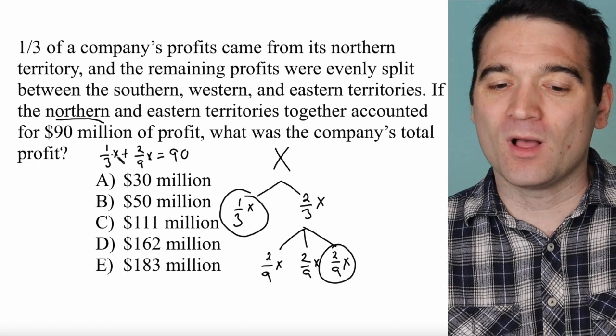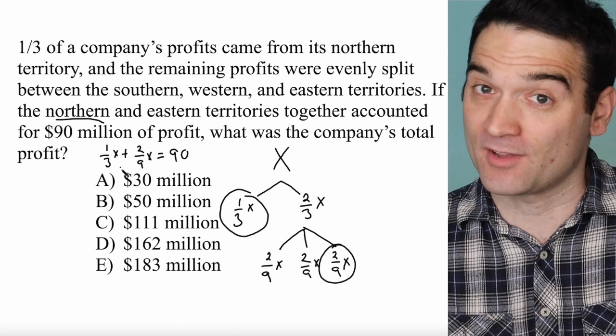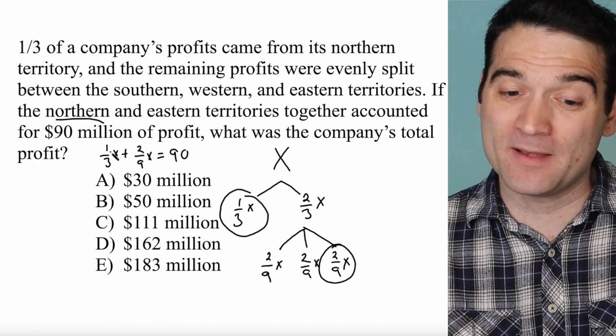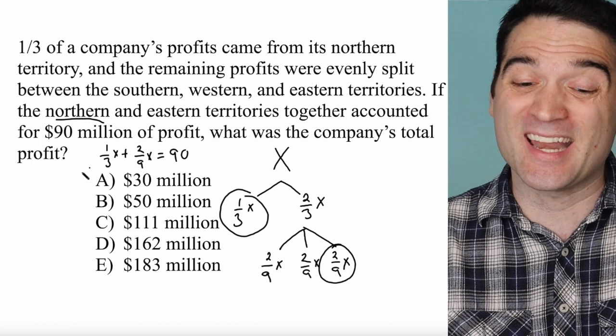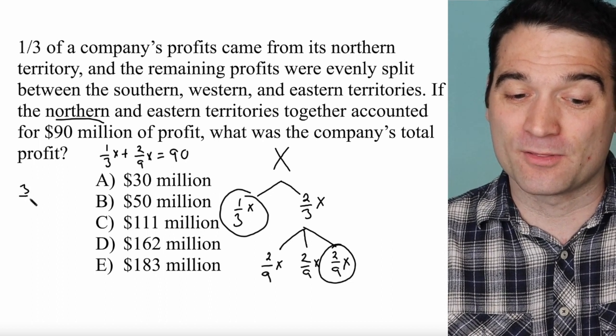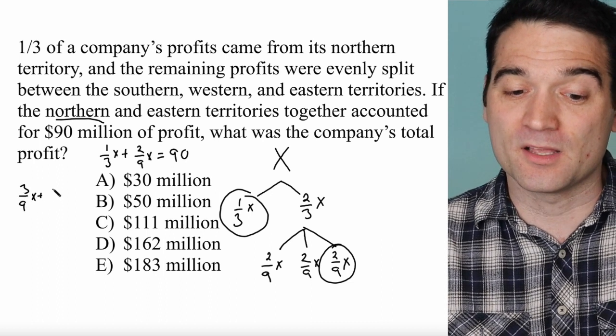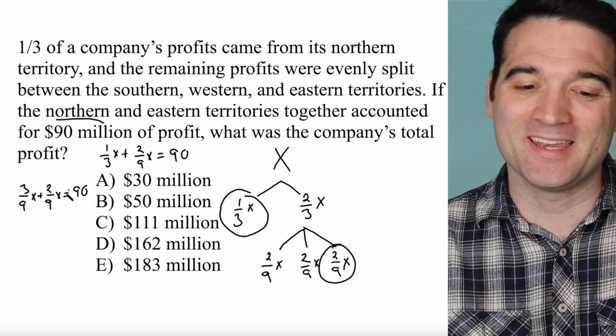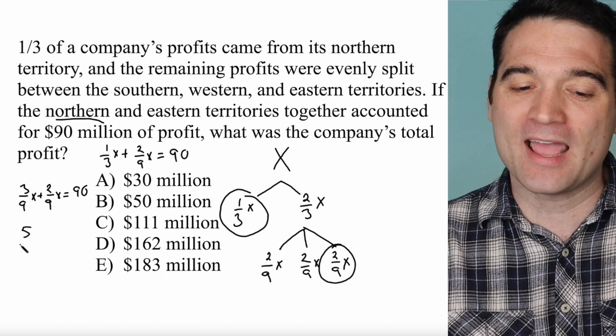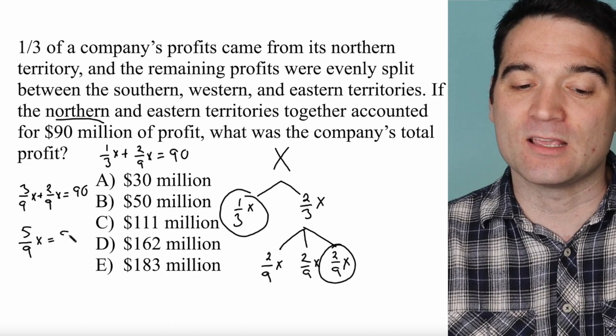So let's do it. Well, if I want to add fractions together, I have to have a common denominator, right? So 1/3 of X in ninths would be 3/9. I'm going to write it over here. So 3/9 of X plus 2/9 of X equals 90, and we're almost done. Add these together, what do I get? 5/9 of X equals 90.